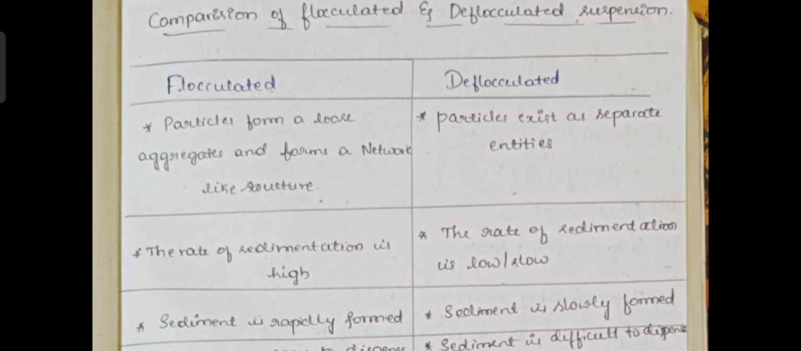This was about the types of suspension. Another question may come for 5 marks or 2 marks: write the differences between flocculated and deflocculated suspension. Then you have to make 2 columns and write a number of differences.